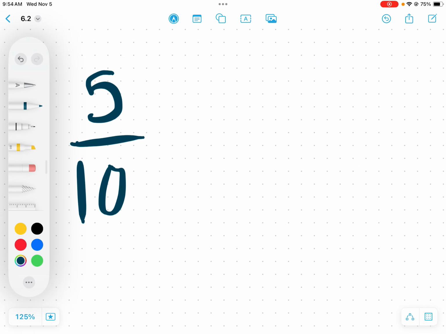Alrighty, so simplifying and reducing fractions is just an easier way of writing the exact same thing. We've talked about this before. 5/10 is the exact same as 1/2.